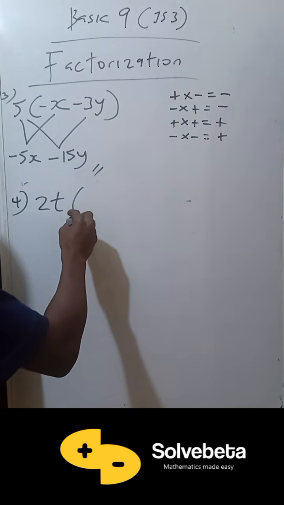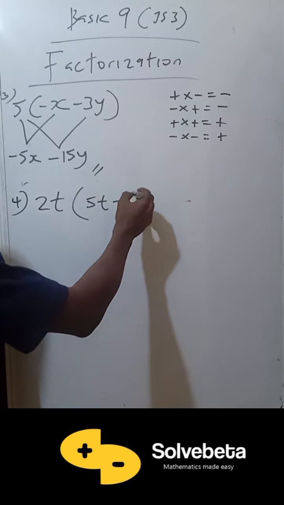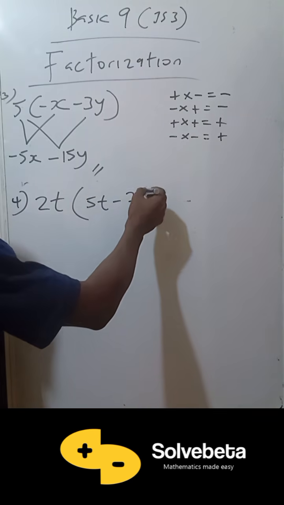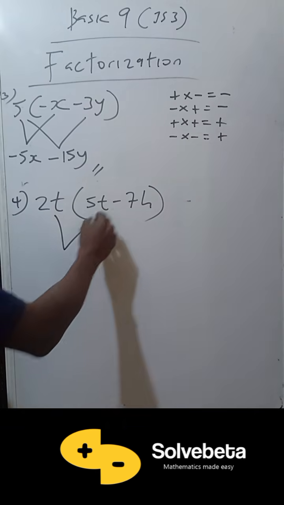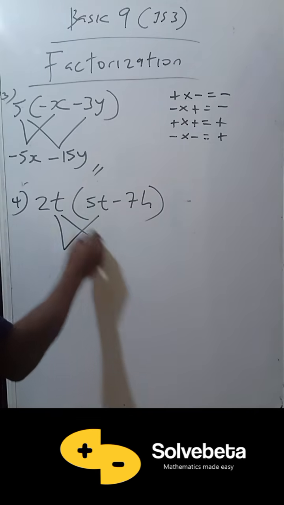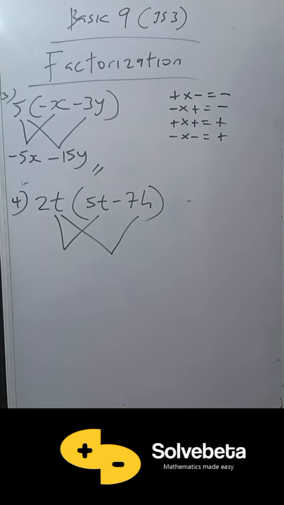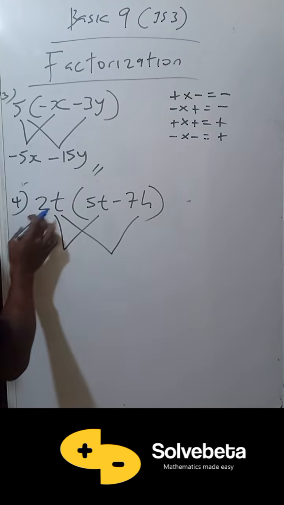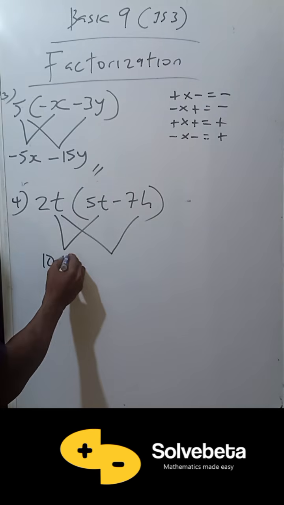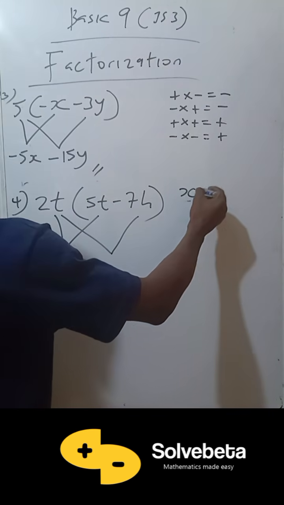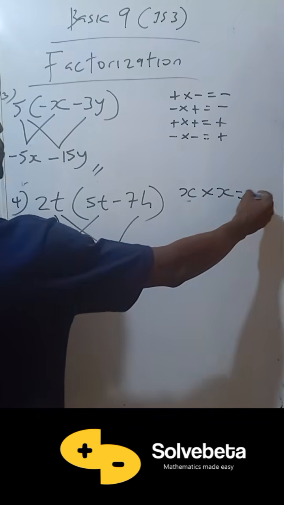2t into bracket 5t minus 7h. So how do you multiply this? Very, very simple. 2t will multiply 5t, and 2t will multiply minus 7h. 2t times 5t: 2 times 5 is what? 10. T times t is what? T square. A letter multiplied by a letter will give you that letter what?